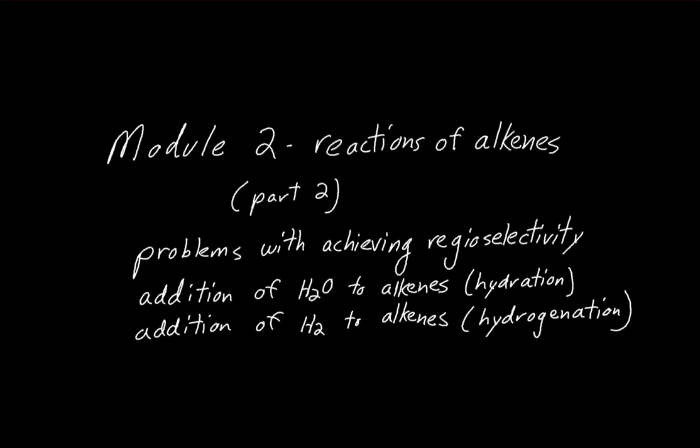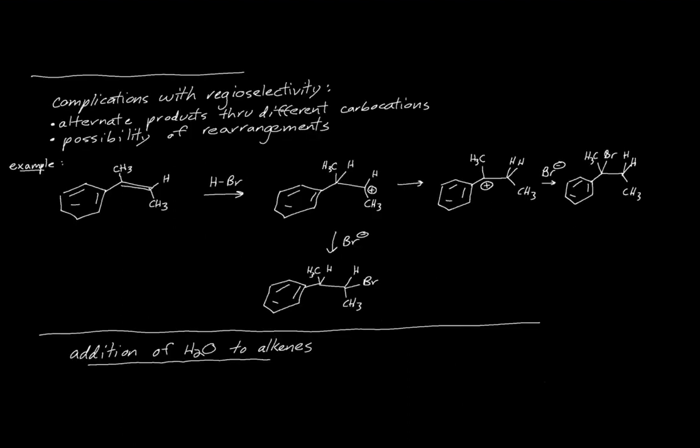In this second video on reactions of alkenes, we'll take a look at the problems that keep us from attaining or achieving regioselectivity. We've seen some of those already. We'll look at the addition of H2O to alkenes, appropriately named hydration, and the addition of protons, H2, to alkenes, hydrogenation. Clearly, regioselectivity is something to strive for, along with stereoselectivity.